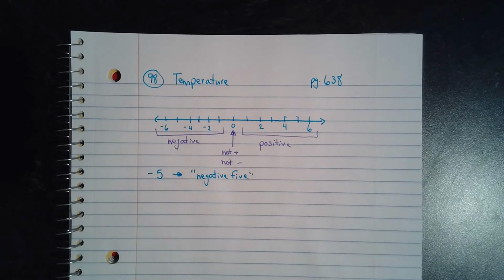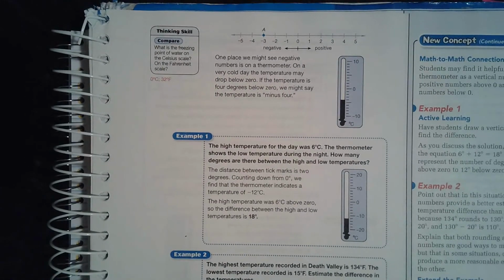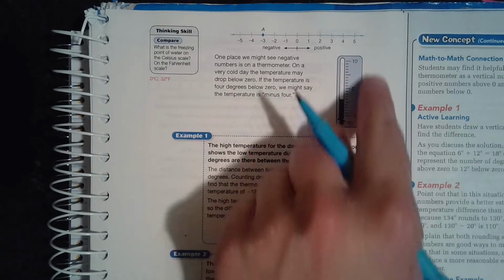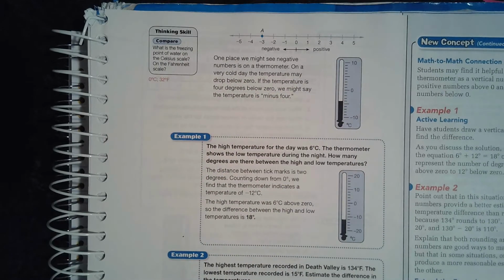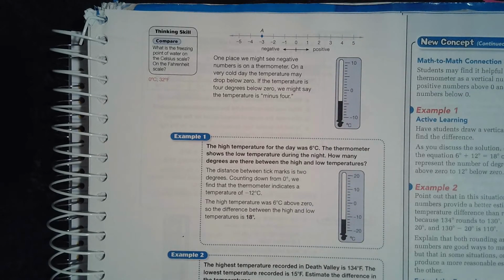Okay. So where we're going to see negative numbers often is on a thermometer, especially in the wintertime, right, here in Michigan. So we're going to look, and I did not feel like sketching out thermometers, so I'm just going to cheat a little bit. I'm just going to show you my own book here. All right, so if we look on this thermometer here, we can see that it's in Celsius.